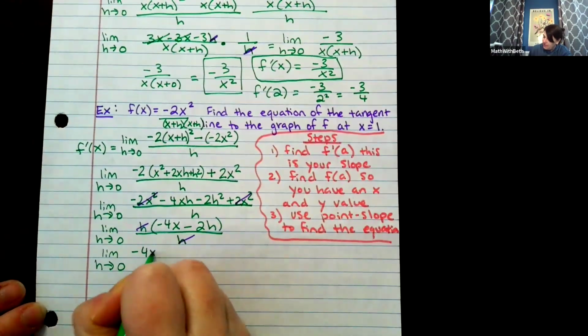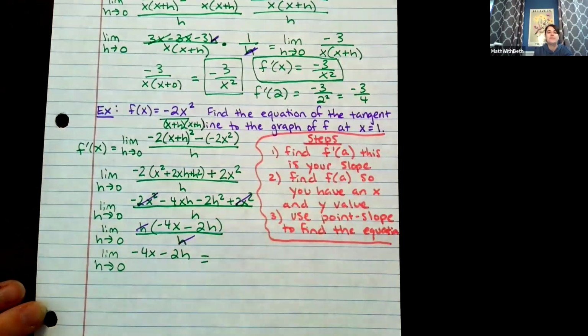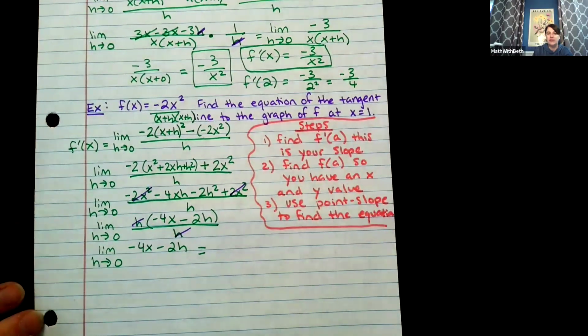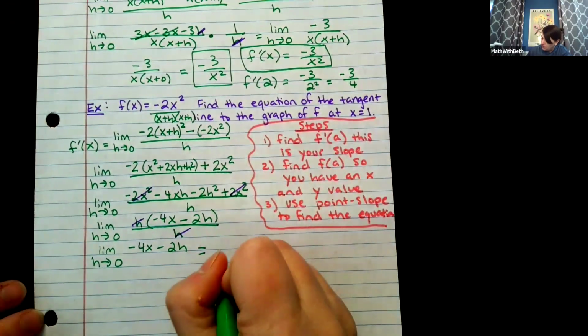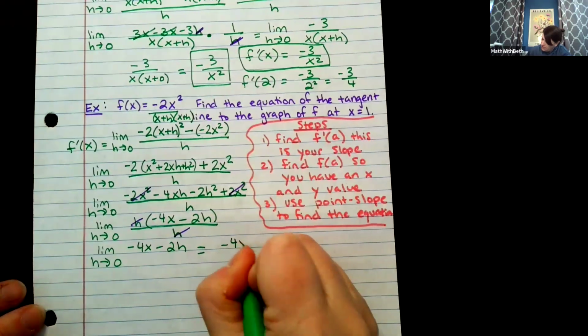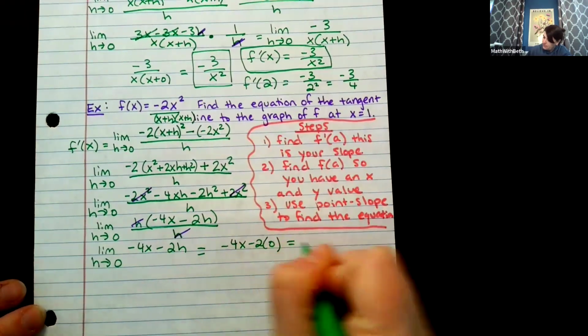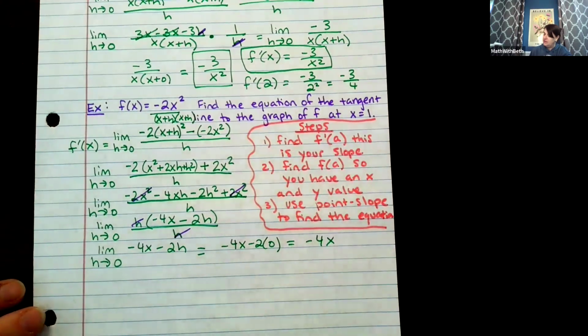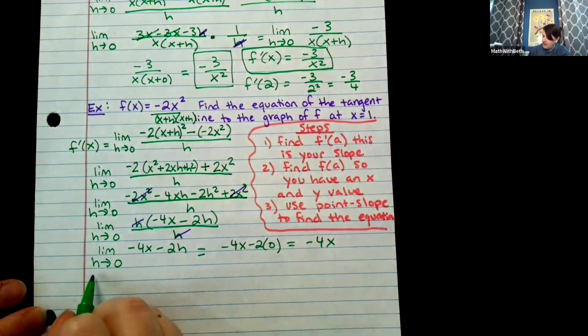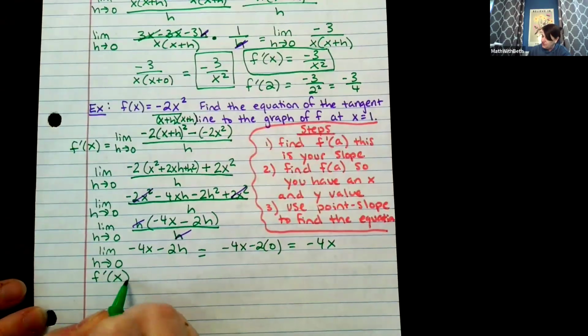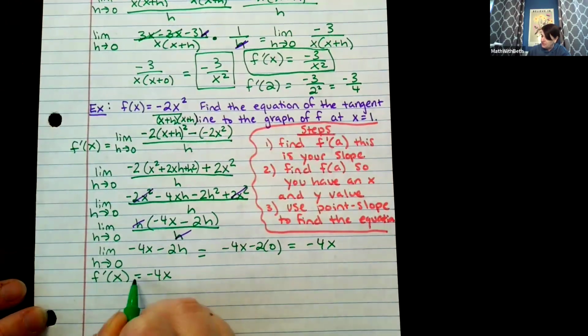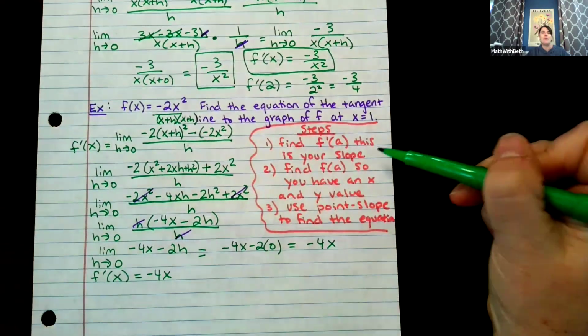So now I finally have a nice enough problem where I can go ahead and take the limit, which really just means plug in that 0 since it's going to work out nicely. And we get negative 4x. So the derivative, my f prime, is negative 4x. But that's just step one.